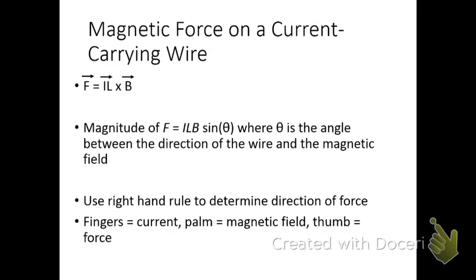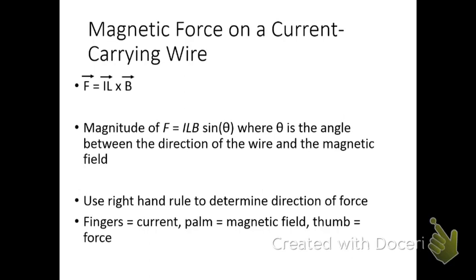Remember that conventional current is the flow of positive charges, so we use the exact same right-hand rule. And I'm only going to ask you about conventional current. So if you're asked about the force on a wire, it will not involve negative particles. So the magnitude, F equals IL cross B. The magnitude of the force, again, is ILB sine theta, where theta is the angle between which way the wire is pointing and which way the magnetic field is pointing.